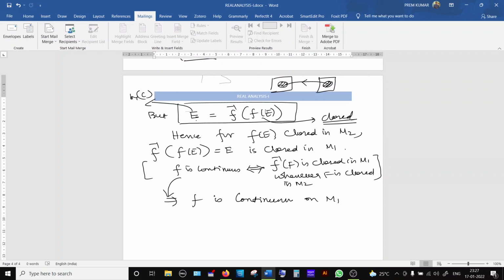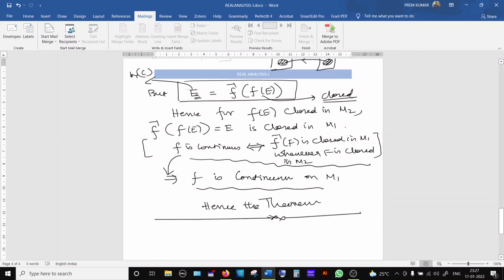So what we get is, for any closed set in the codomain, the inverse image is also closed. So this is the theorem we used, and what it says is, if this is true, then the function is continuous. Already we proved that f inverse is continuous. Now we prove f is continuous. So A is proved. This completes the proof of C implies A, and hence the theorem. So this completes the proof of the theorem.